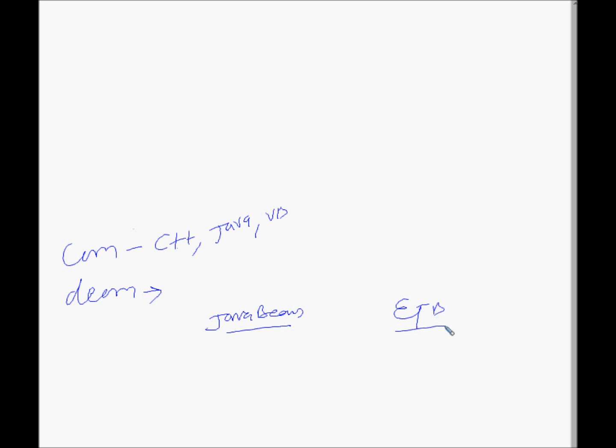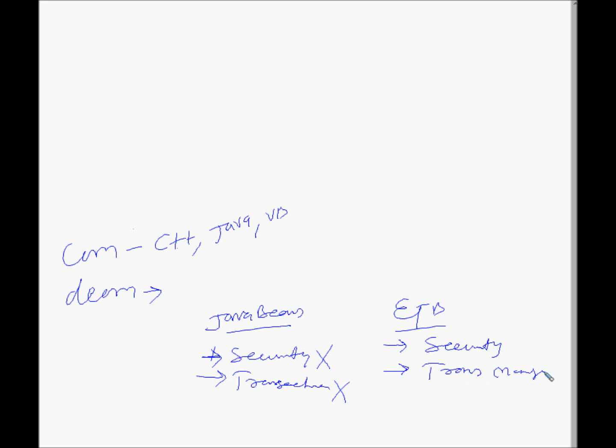So if we talk about Java beans, it is not having security, right? Second, it is not having any transaction management, right? So these are all lacking with the Java beans. So it is without security and transaction management. While if we talk about EJB, this is having good security. It is also having transaction management, right?